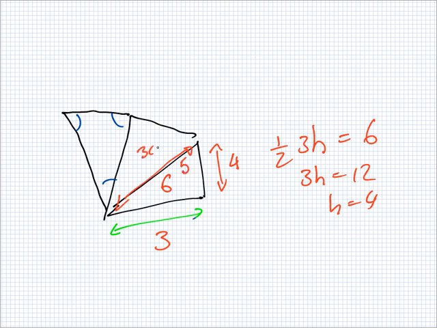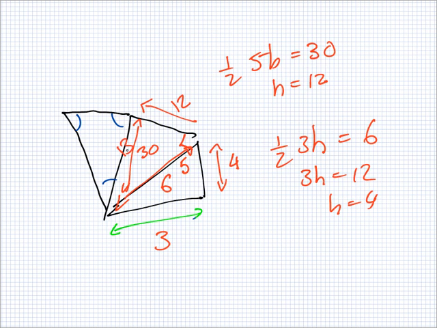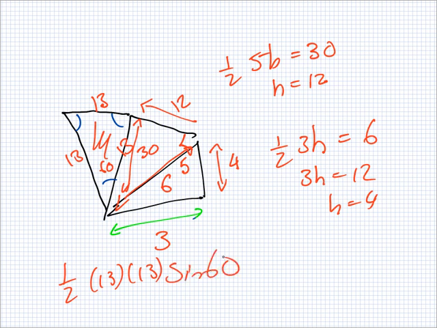Now the area here is 30. Sorry, that's also right angles. So if I do half the base by the height, that should equal 30. So that would be h would equal 12. So that's 5, and then this side here is 12. So from Pythagoras, this side here is 13. But it's equilateral, so all of them are 13. And this is 60 because it's equilateral. So the area of this triangle is a half times 13 times 13 times sine 60, which is 169 root 3 over 4.